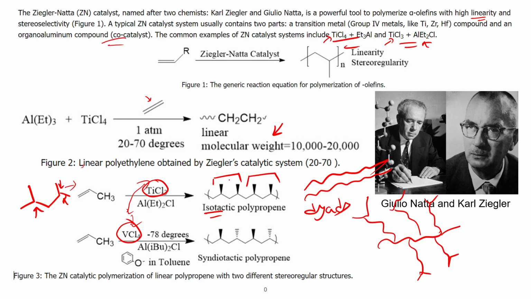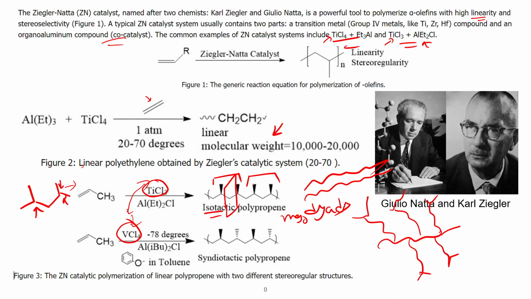So here you can see if you have this kind of system, you can have this sigma plane. So they are meso to each other, meaning a meso relationship is there. That's why it is called a meso dyad.